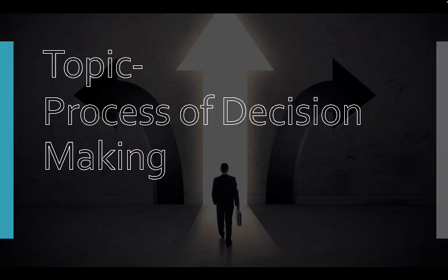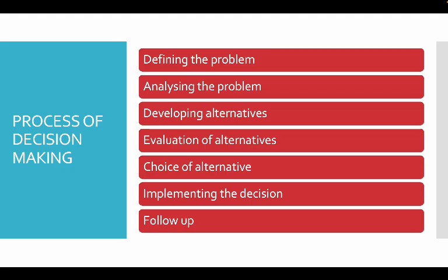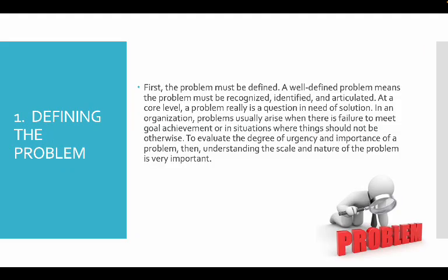I have been allotted the topic Process of Decision Making in the subject Essentials of Management. There are 7 steps in the process of decision making. To make a decision in any organization, there is a process.